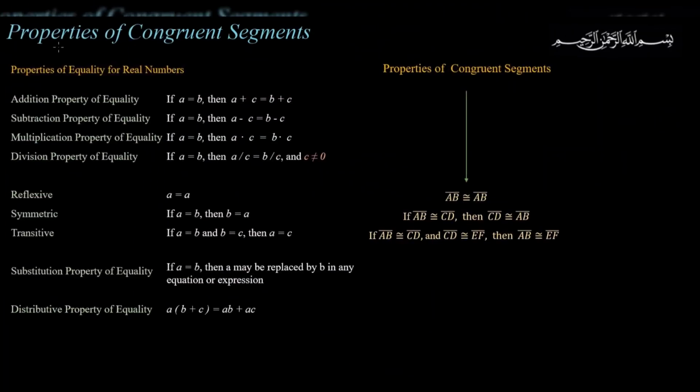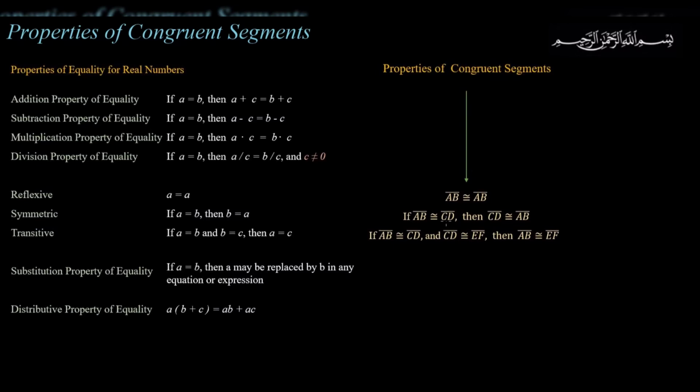Bismillahirrahmanirrahim. Previously we talked about the properties of congruent segments, and we added 3 to our list here. This was a table over here on the left side about properties of equality for real numbers, and we went through this in great detail. And then I added 3 here for properties of congruent segments.